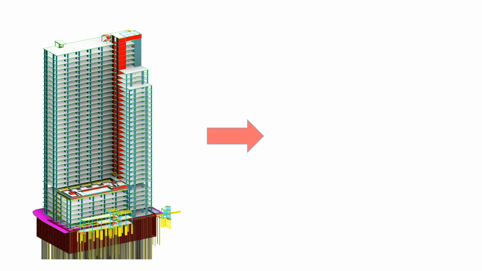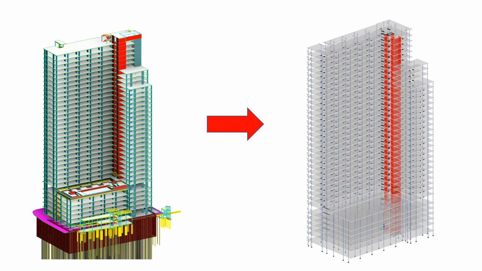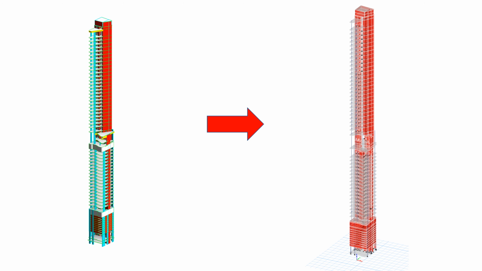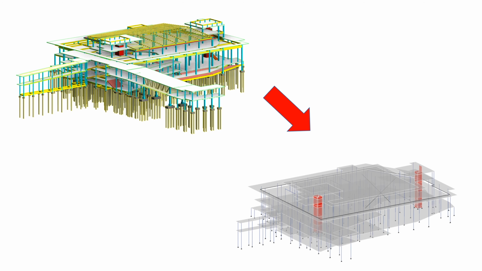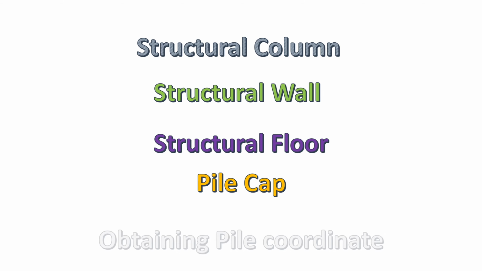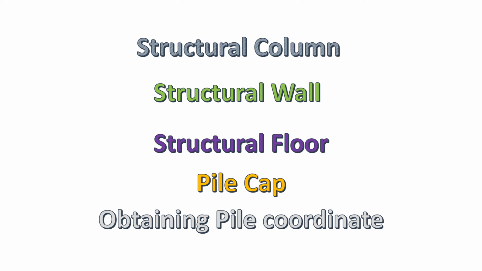The next video will explain the techniques and good practices of how to model in Revit in such a way that it could be used not only for 3D visualization and documentation, but also for structural engineering purposes, such as the finite element model, which includes modeling of structural columns, structural walls, structural floors, pile caps, and how to obtain pile coordinates for further use in foundation design.